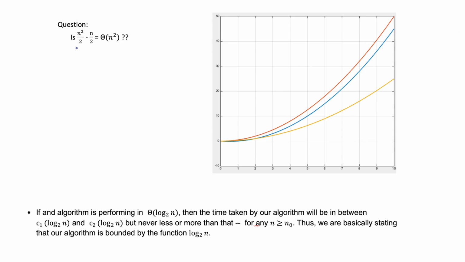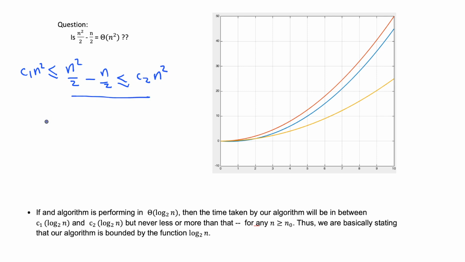So we have a question here: is n square by 2 minus n by 2 equal to big theta of n square? That is, can we write n square by 2 minus n by 2 as big theta of n square? If at all we want to write this equation, then we have to prove that c1 n square, that is c1 times g of n, is less than or equal to f of n, that is n square by 2 minus n by 2, less than or equal to c2 times n square. So first we will look at this side.